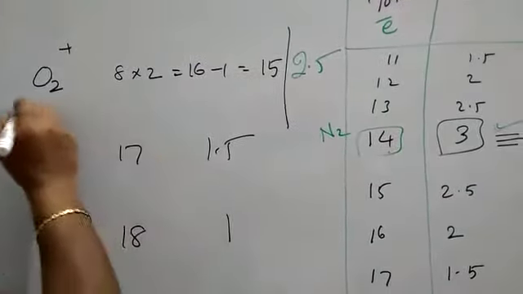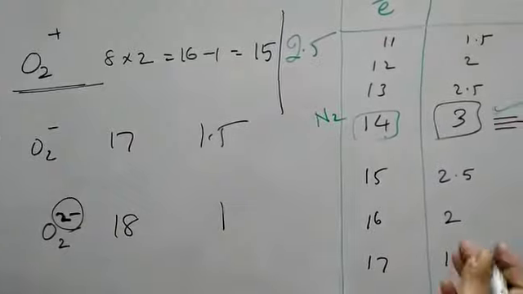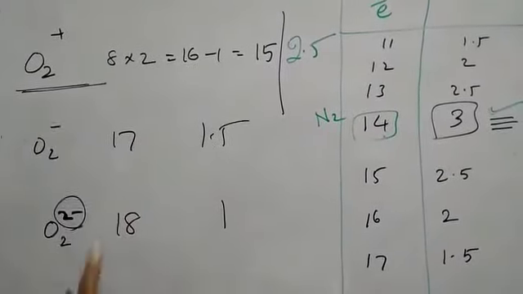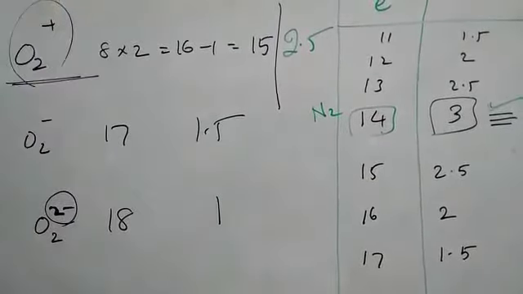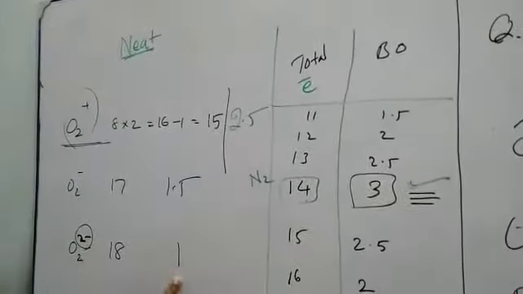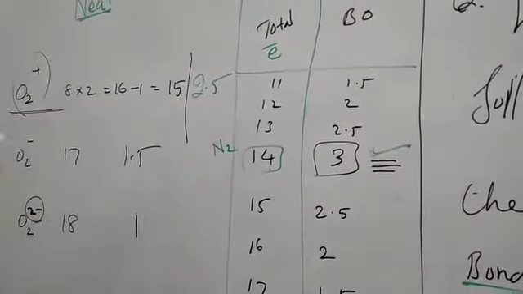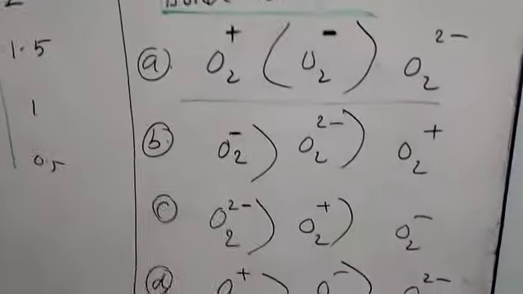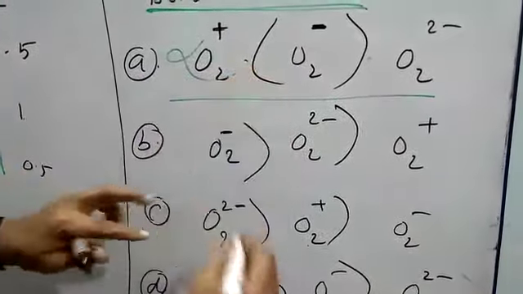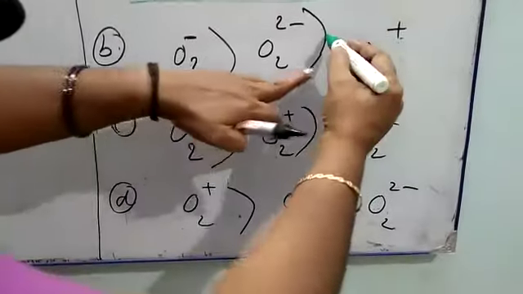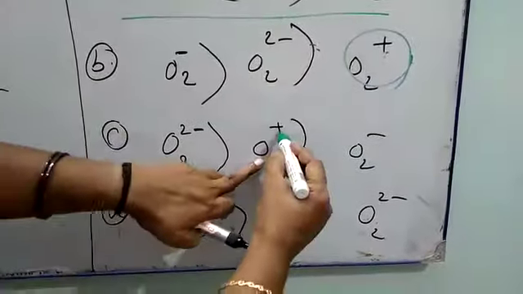Only one point you should keep in mind; if you keep everything in mind, you will be confused. The trick I am telling is: O2 plus, oxygen with a positive charge, has the highest bond order. You can verify: this is 2.5, this is 1.5, this is 1. So what is highest? O2 plus is highest. Here it is not like that, so this is not correct. O2 plus is highest, and this sign is not correct.